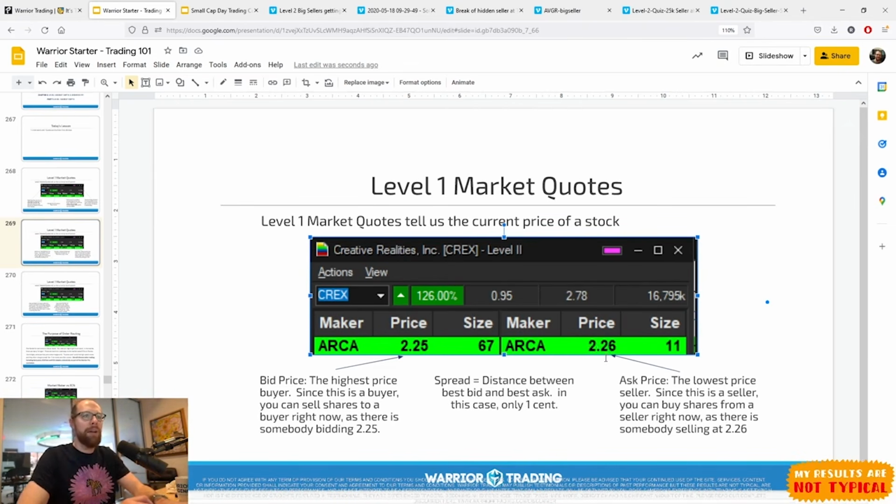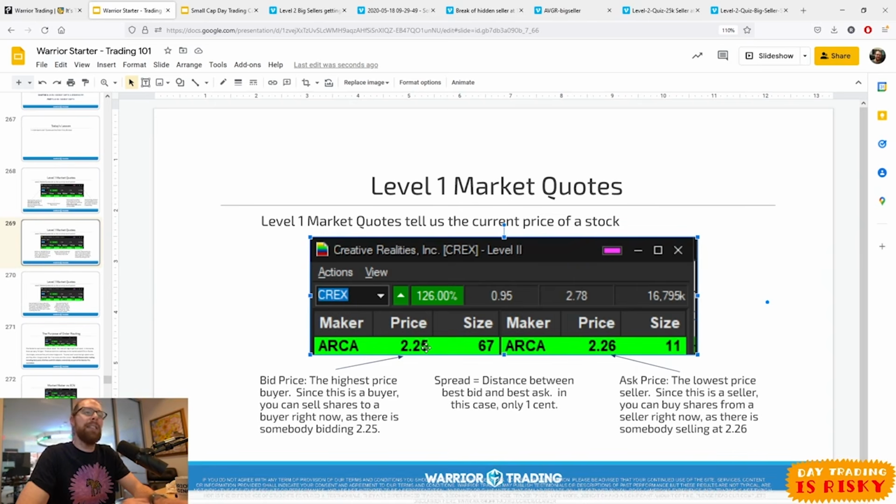So if you want to buy right now, you don't have to sit with all the other buyers at 225 and wait. You can just go ahead and buy from someone selling at 226. Remember, every transaction has a buyer and a seller. So when you buy, you're buying from someone who's selling to you. And when you sell, you're selling to someone who's buying from you. So this is our bid and this is our ask.